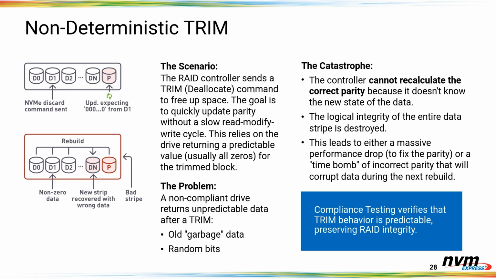Then, if drive DN wouldn't return 0 after trim, we would again have a wrong parity for the whole stripe. And during the rebuild process, we would have absolutely the same problem that we would have in the case of a silent data corruption operation. So what is important? It's important that all the drives are compliant to the trim standards, and they should provide zeros when a trim operation comes to the drive.